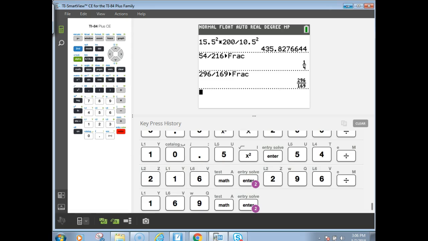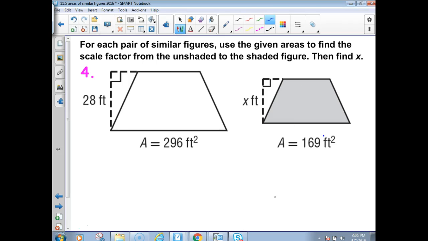Okay, so I'm going to tell you right now, this isn't going to be as pretty as the last problem. What do I have to do to go backwards, though, from area ratio? I need to take the square root of them to get the sides ratio. All right, the sides would be in a ratio of the square root of 296 over the square root of 169. So I just had to unsquare it.